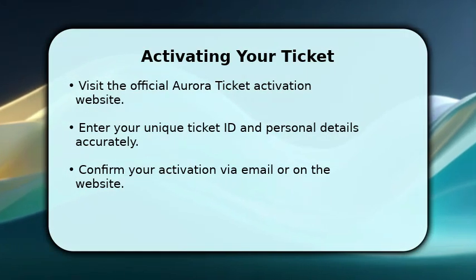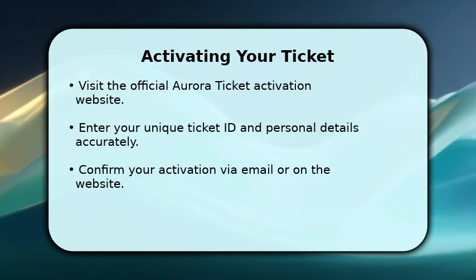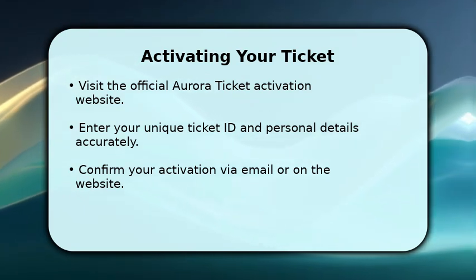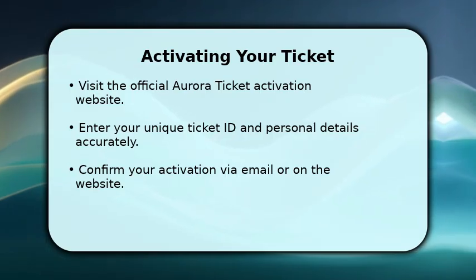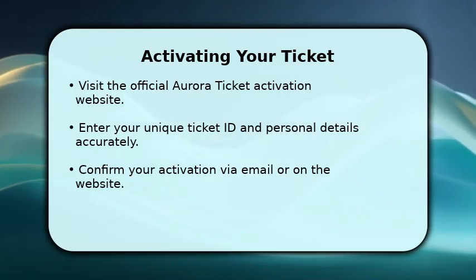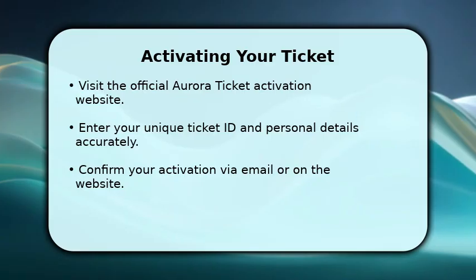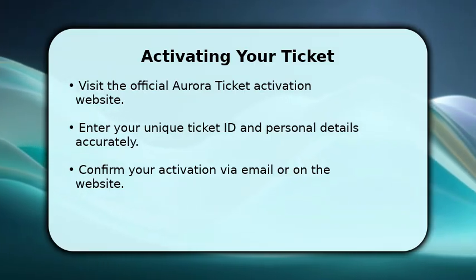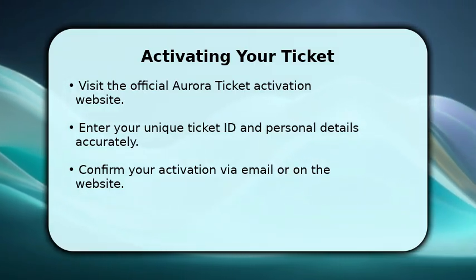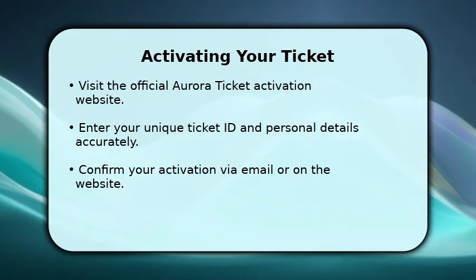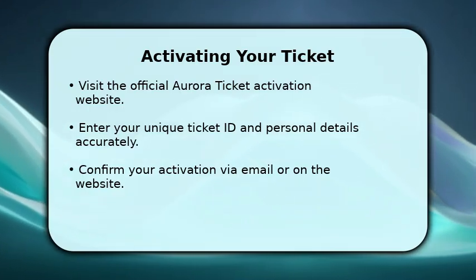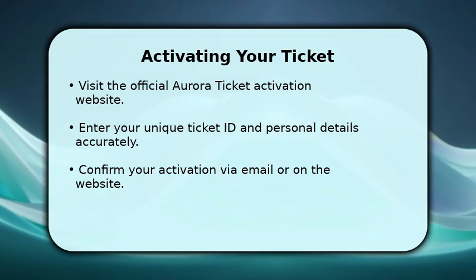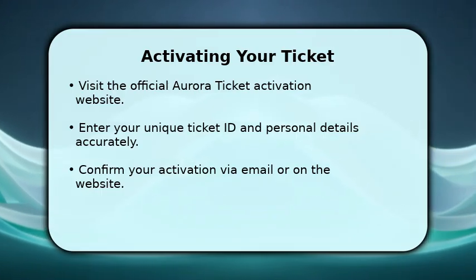Activating your Aurora ticket is the next crucial step. Navigate to the designated activation portal, which is typically linked from where you purchased your ticket. You will need to input your unique ticket identification number and some basic personal information. Double-check all entries for accuracy before submitting. A confirmation message or email will verify successful activation, so keep an eye out for that.